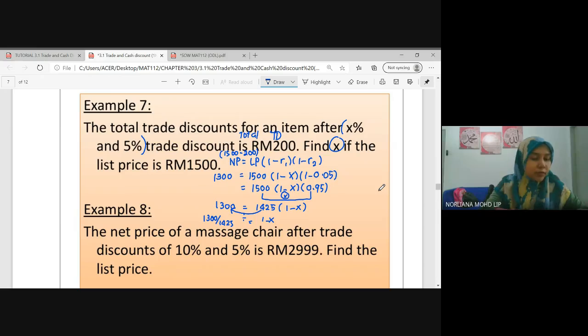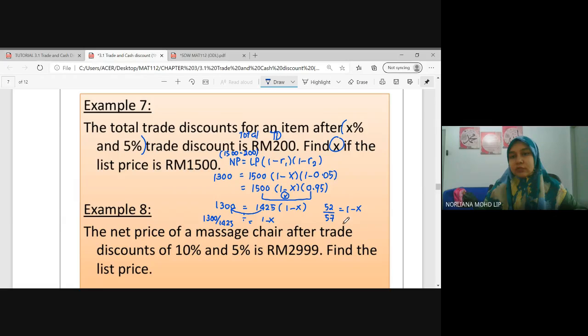Kalau dapat point ni awak ambil lah 3 atau 4 per bulan. Ataupun ambil fraction je lah. Fraction dulu. Simple fraction dapat 52 over 57. So equal to 1 minus X.